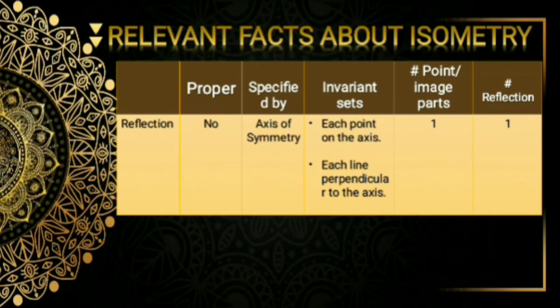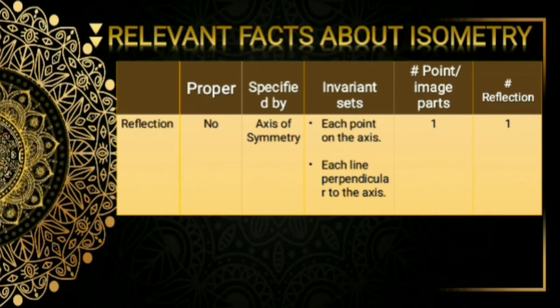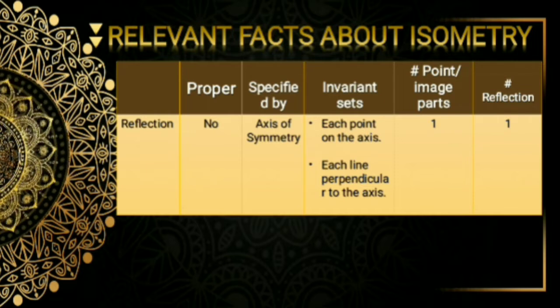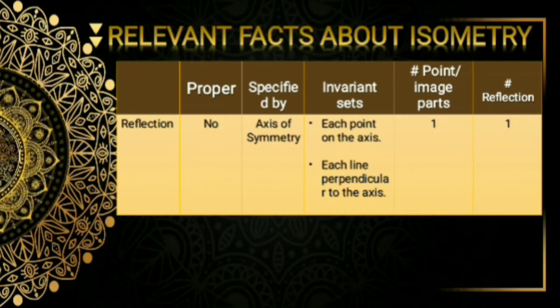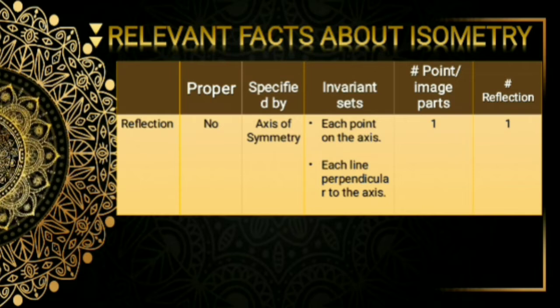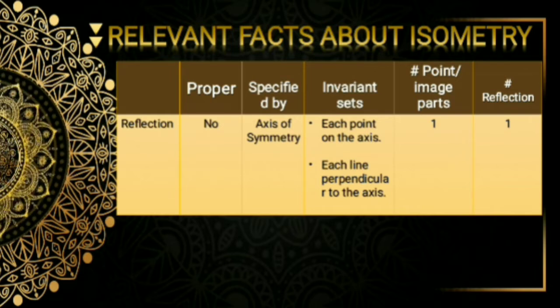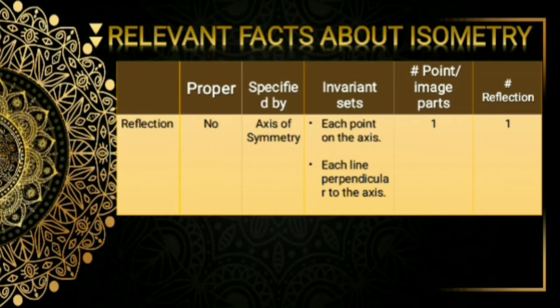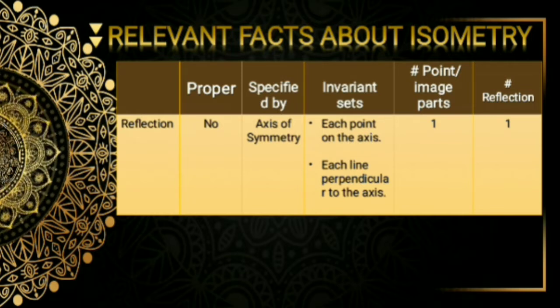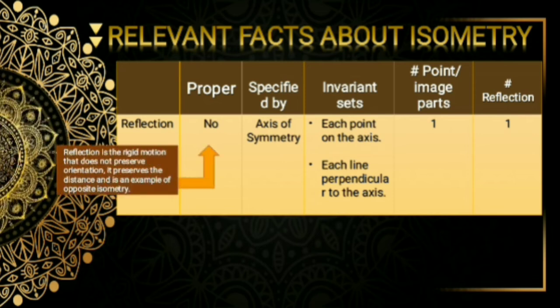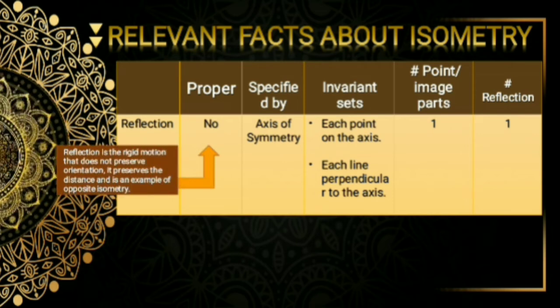Now, if you don't know it yet, isometries that preserve orientation are called proper isometries. A reflection in the plane moves an object into a new position that is a mirror image of the original position. Reflections are tricky because the frame of reference changes. Left can become right and top can become bottom, depending on the axis of reflection. Thus, reflection is the rigid motion that does not preserve orientation.